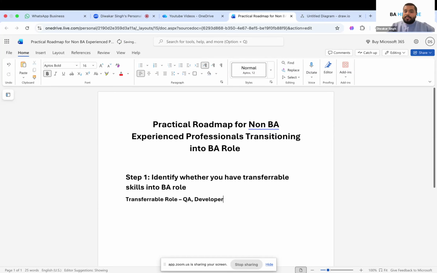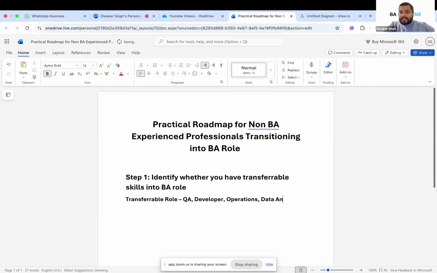If you are a developer, from a technical side, then it would be a little easy for you to transition into a BA role. So developer roles are also transferable into a BA role. If you're working in operations, operations people also have domain knowledge, and a lot of operations skills can be utilized in a BA role. You have the advantage of domain knowledge, and based on that your journey can be easy, so you can convert it into a BA role.